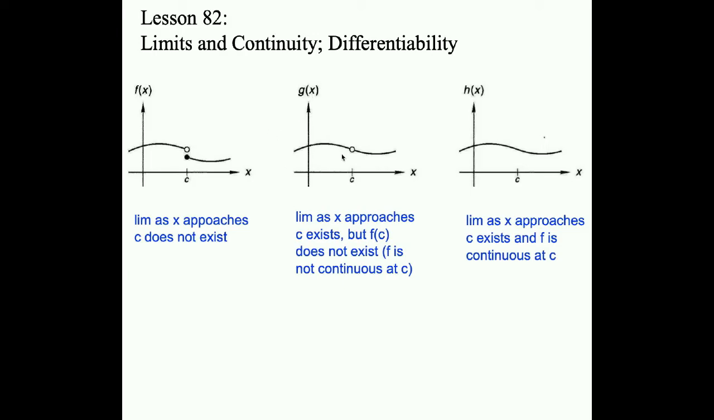Over for g of x here, the limit does exist as we approach c because the left-hand limit and the right-hand limit are the same, but f of c doesn't exist, so it's discontinuous there. It's not continuous at c. On h of x, the limit as x approaches c does exist because the left-hand limit and the right-hand limit are the same, and f is continuous at c because f of c equals the limit as x approaches c.